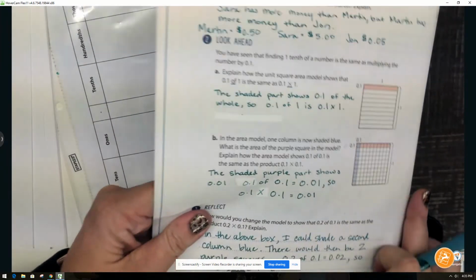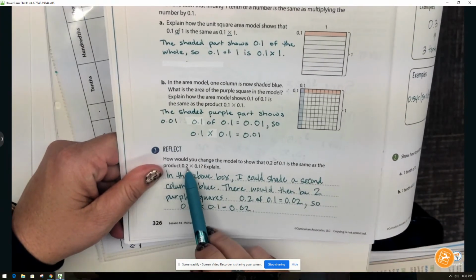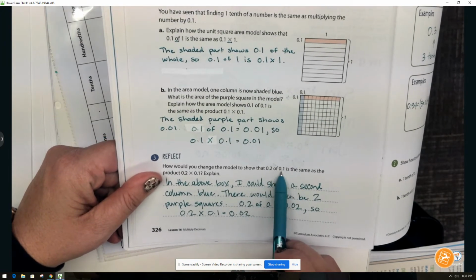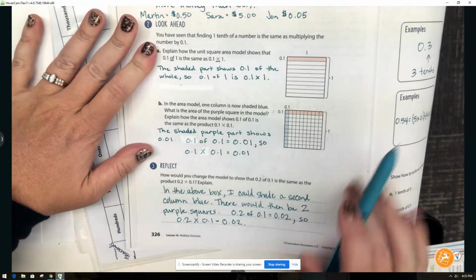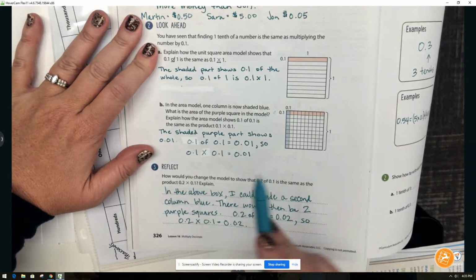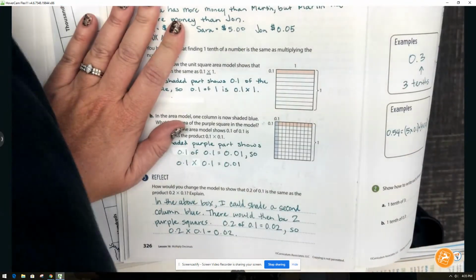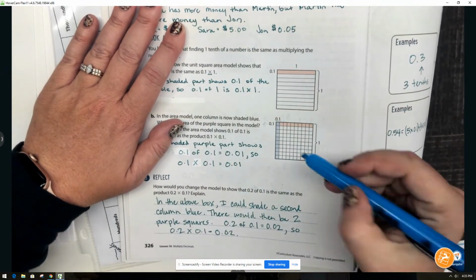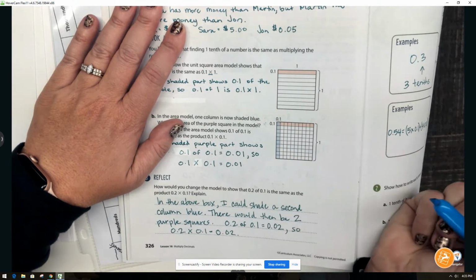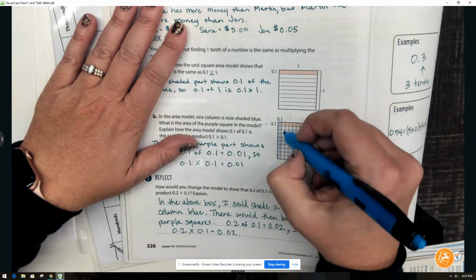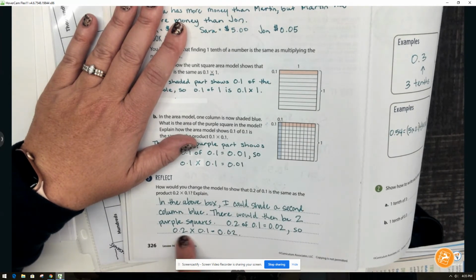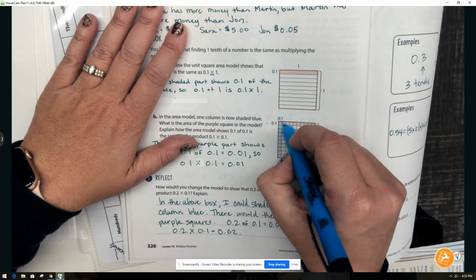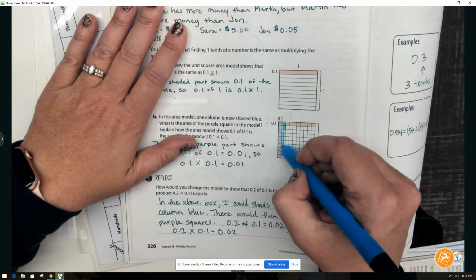Now, how would you change the model to show 2/10 of 1/10 is the same as 2/10 times 1/10? Right now, we have already done this, which is showing 1/10 of 1/10. Now, if I wanted to know what is 2/10 of 1/10, I'm going to shade in a second tenth.